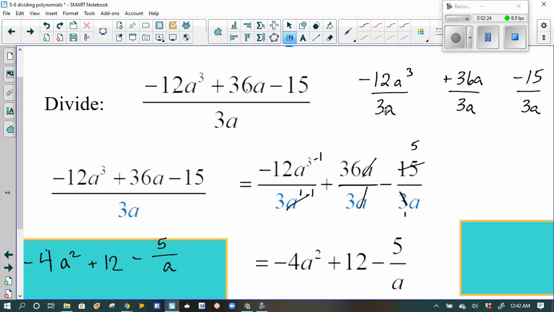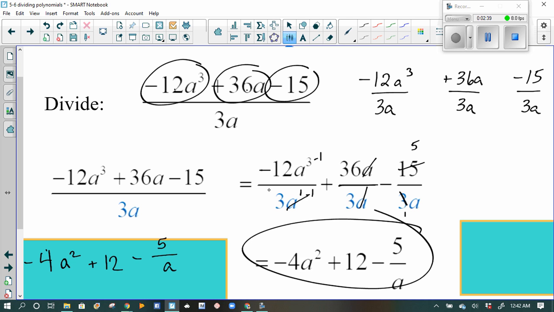So separate into pieces. You got 3 pieces, so you should have 3 fractions. And then you simplify each fraction on its own, and then put them all together for your answer.